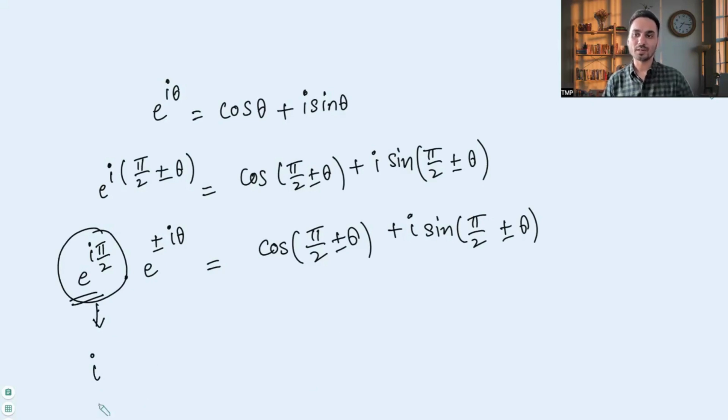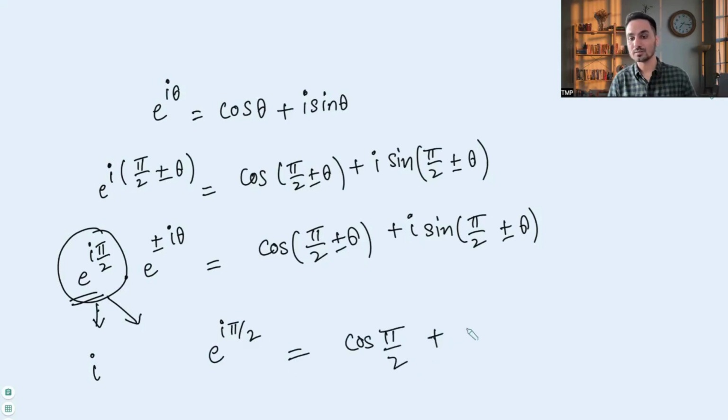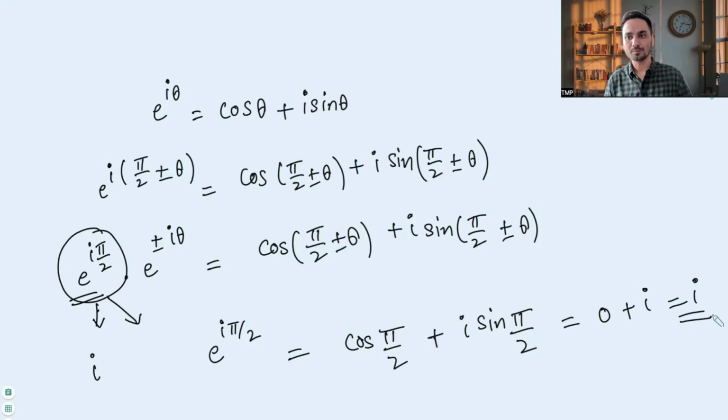And now you might be thinking, how? So let me explain this. e to the power iota pi over 2 is nothing but the same as cos pi over 2 plus iota sine pi over 2. And we know that cos pi over 2 is 0. So plus iota times sine pi over 2, which is 1. So that is equal to iota.